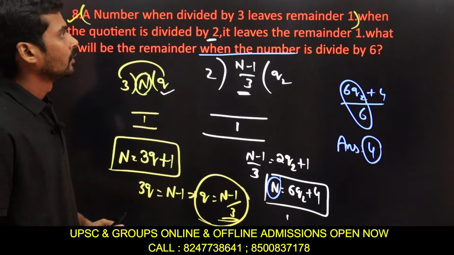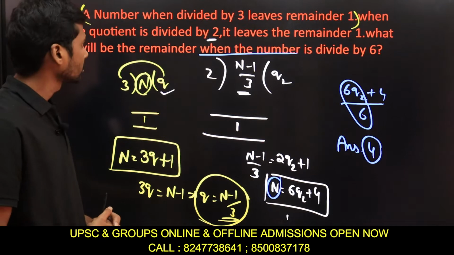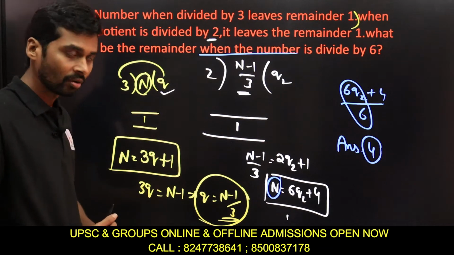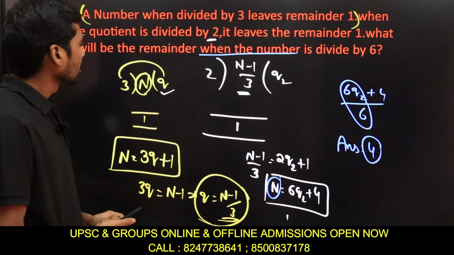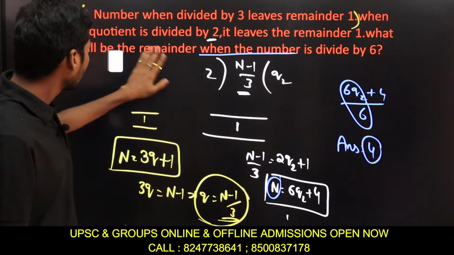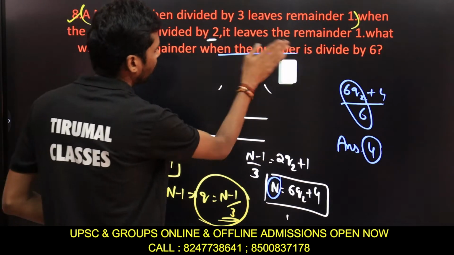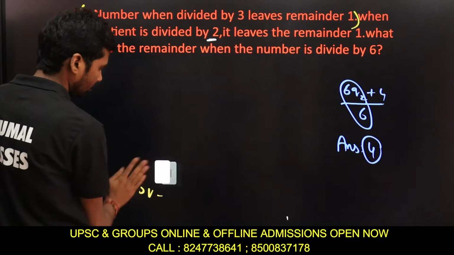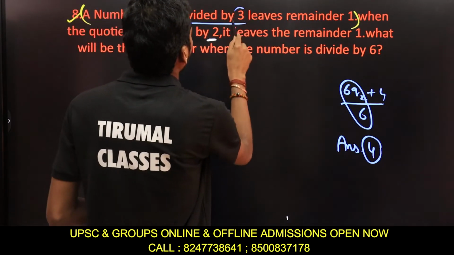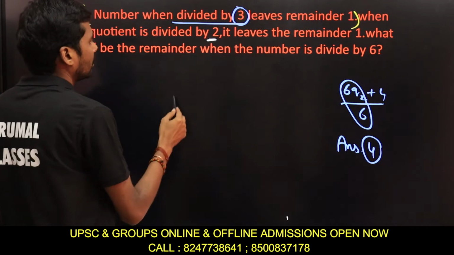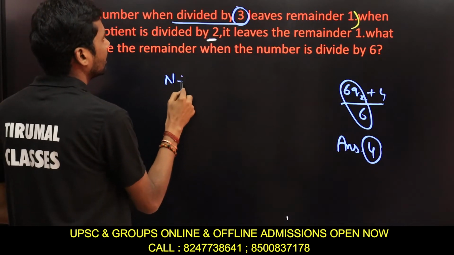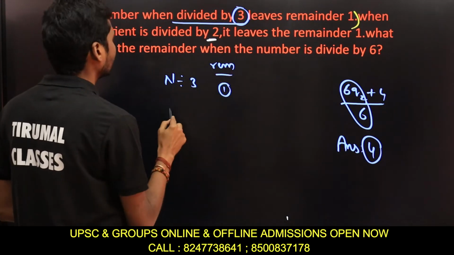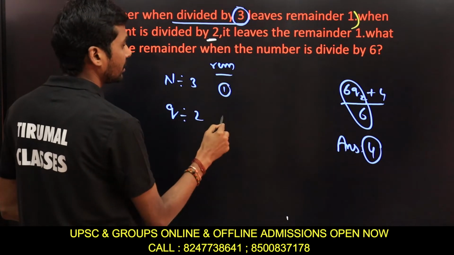So when we have such problems where the quotient is again divided by the next number, this is the procedure we follow, and we will also apply the shortcut. For the shortcut, take the first statement: a number when divided by 3 leaves the remainder 1. And the next one: when the quotient is divided by 2, the remainder is 1.